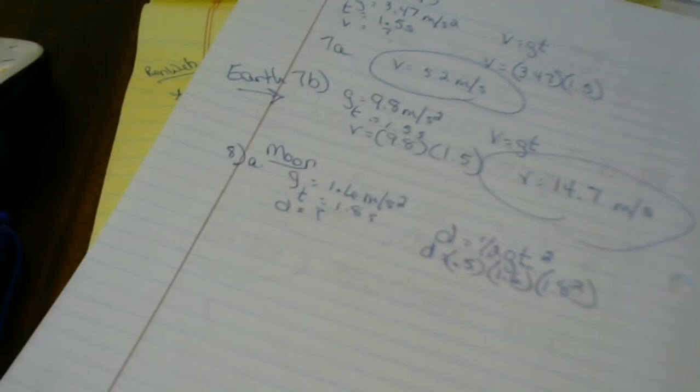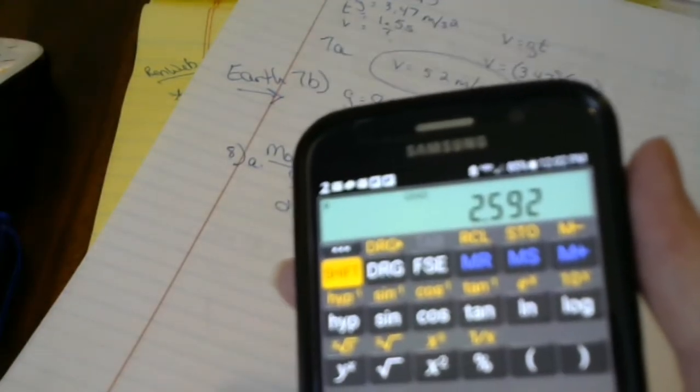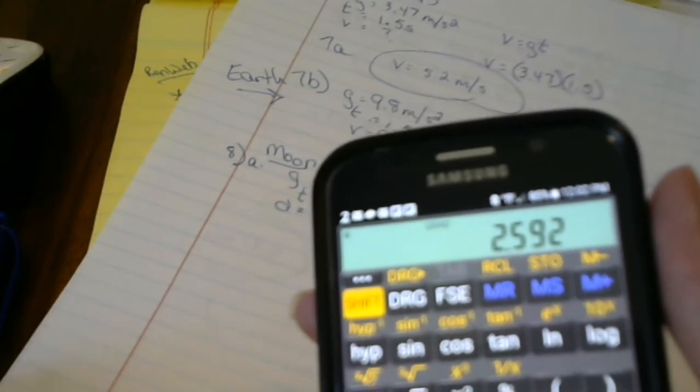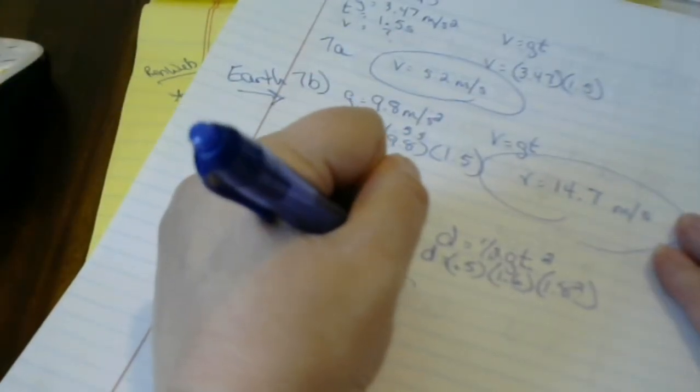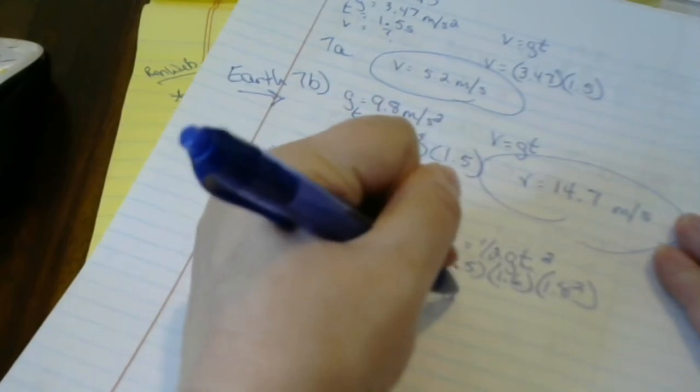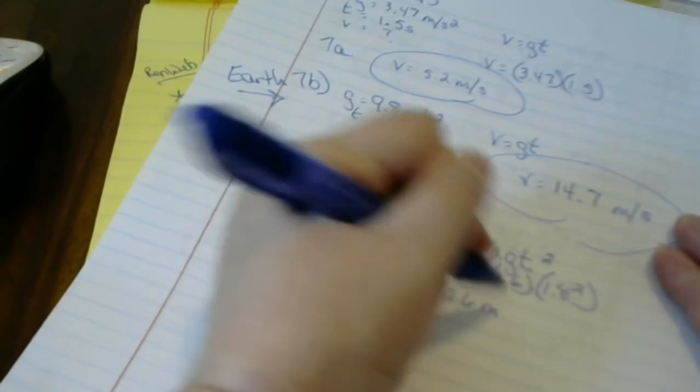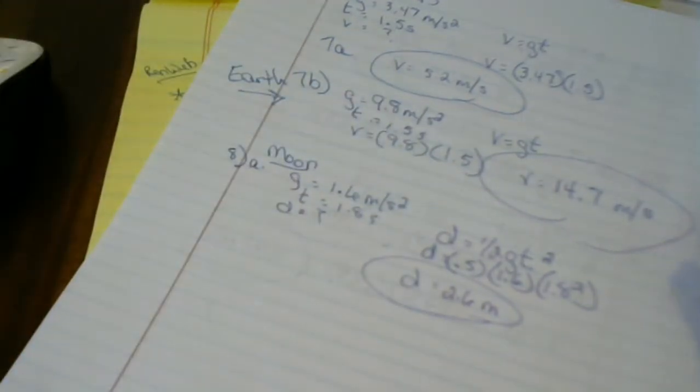Okay, so let's go ahead and put it in. Times 1.6. Okay, I got 2.592. Okay, so let's make that 2.6. And that's in meters.